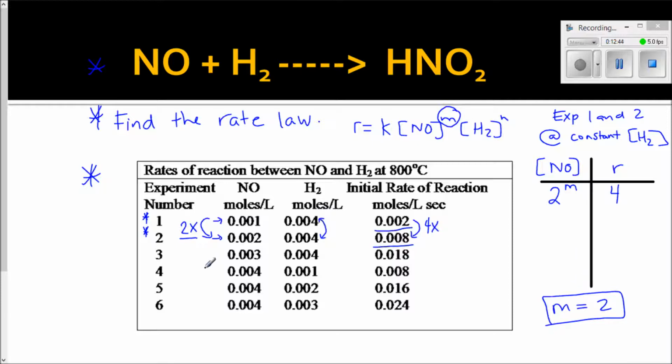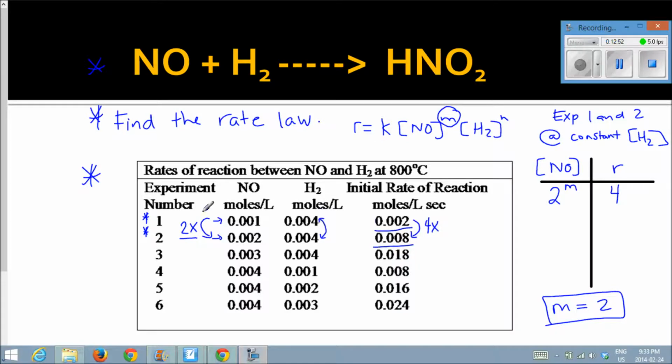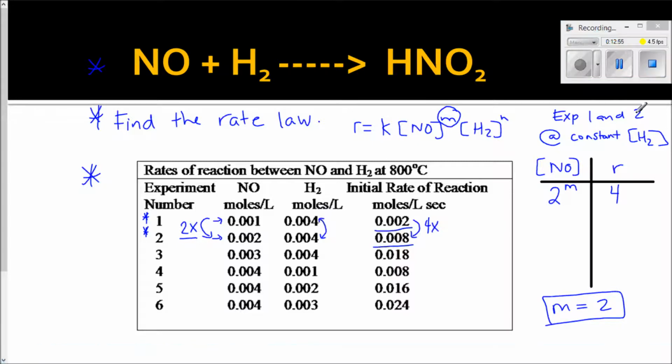If you want to take a look at another couple of experiments here, let's just do it quickly, and we'll do the same sort of thing. If you wanted to do experiment 1 and 3, you can take a look at that. The concentration of H2 is constant from here to here. It's 0.04. Well, the concentration of NO is tripled. And if you take a look at the rate as well, when you go from 0.002 to 0.018, you divide those two numbers, you'll find out it's 9 times. So what's the exponent that goes next to 3? The answer is 2. So we know for sure that M is equal to 2.